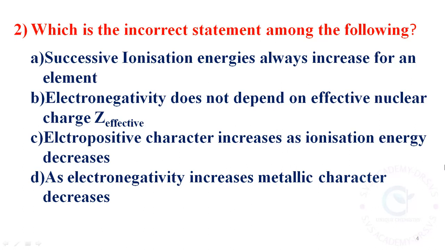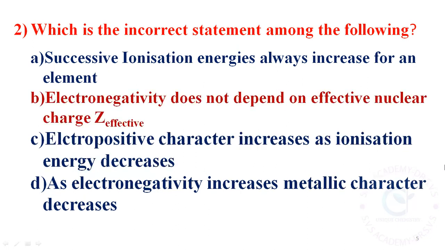But in the second statement, electronegativity does not depend on effective nuclear charge. This is an incorrect statement because electronegativity and nuclear charge are directly dependent on each other. So the correct option is the second one. And the third and the fourth are correct statements: electropositive character increases as ionization energy decreases, and as electronegativity increases, metallic character decreases. So the correct answer is B.